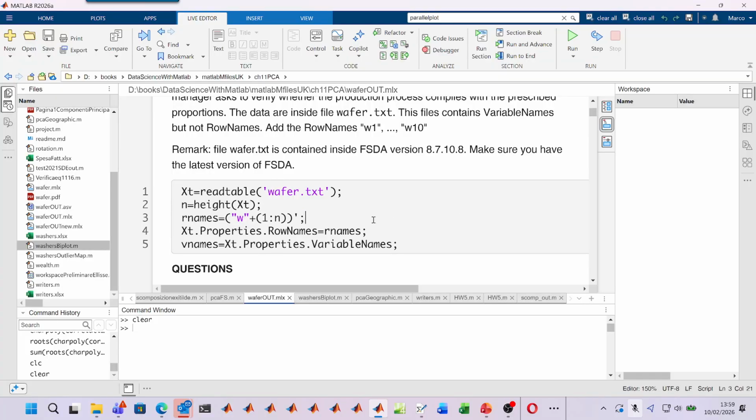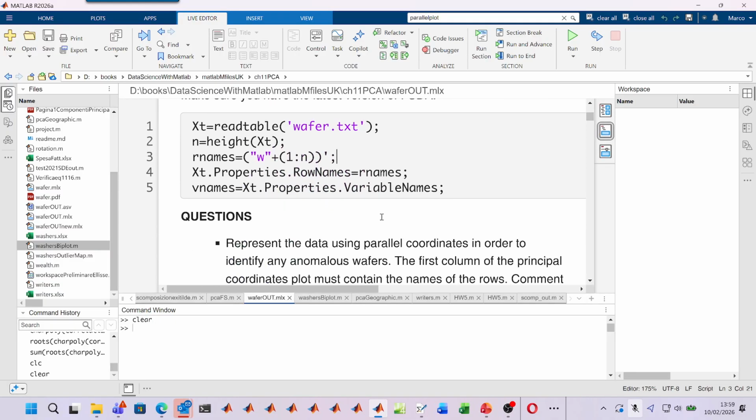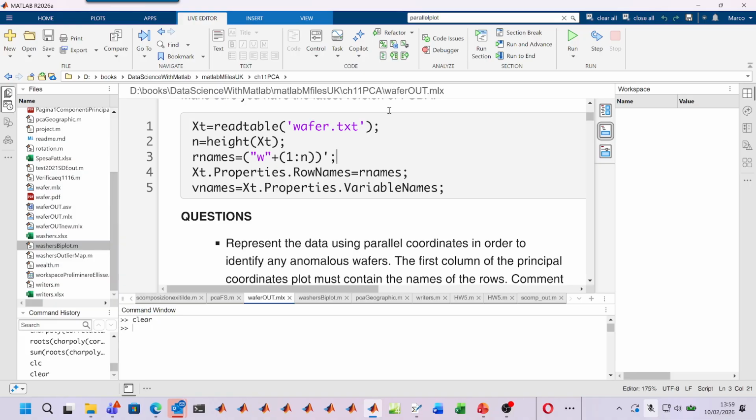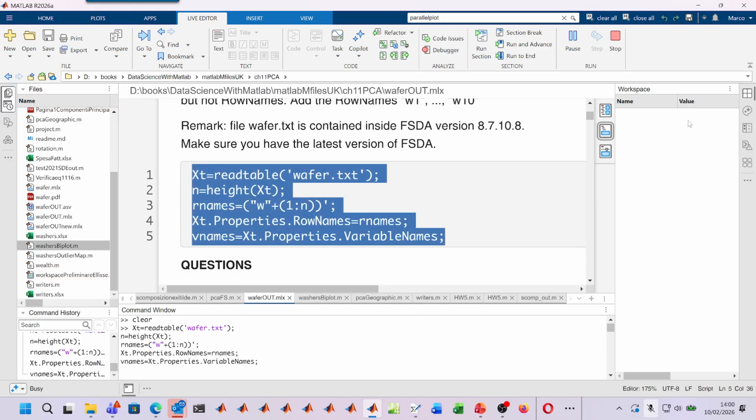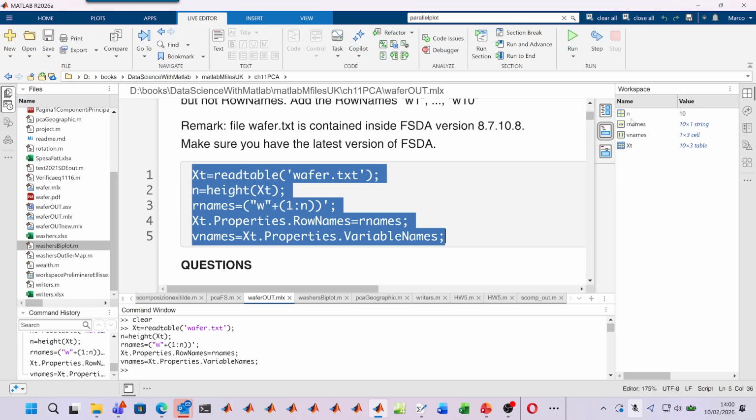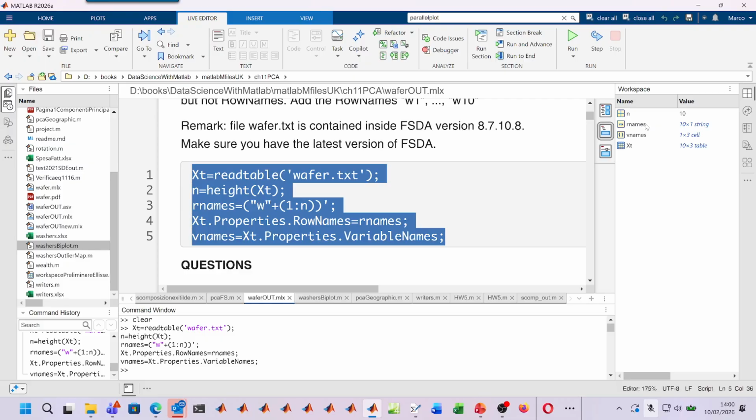Okay, these are the first things that I usually do. I define n, the height of the matrix of the table xt, then the variable names, and generally the row names are the names and the variable names. This is always valid: you always have n, and if you also need p, then you take the number of columns of your data matrix. After running this, in the workspace you get n, the names, and this table.